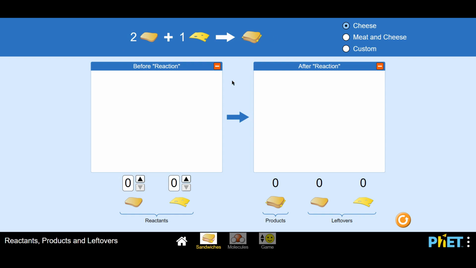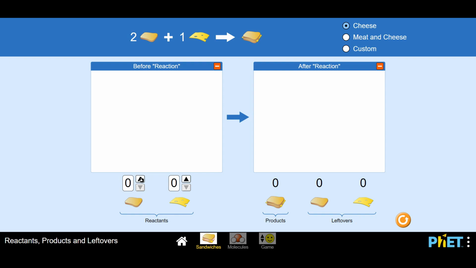And here, to simplify that, instead of making a new molecule, we're going to be making a sandwich. For this most simplified case, the sandwich is apparently just two pieces of bread and one piece of cheese, and that makes this one sandwich. So in this case, the reactants are the bread and the cheese, and the products are the sandwiches.